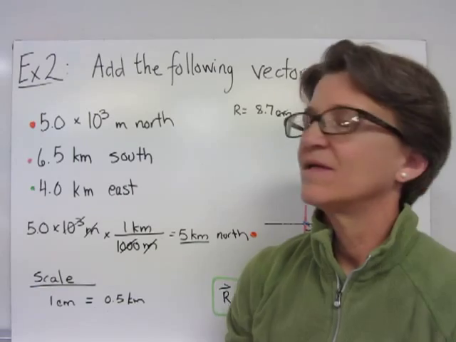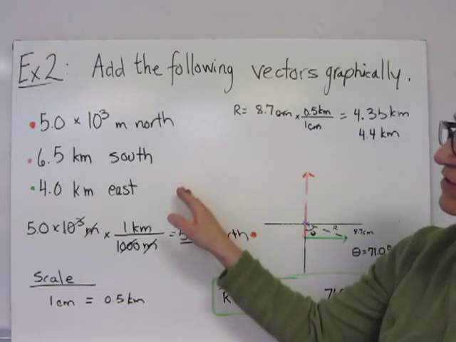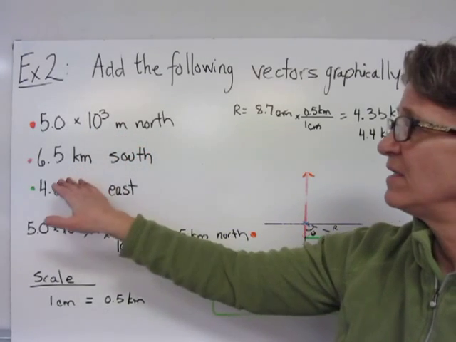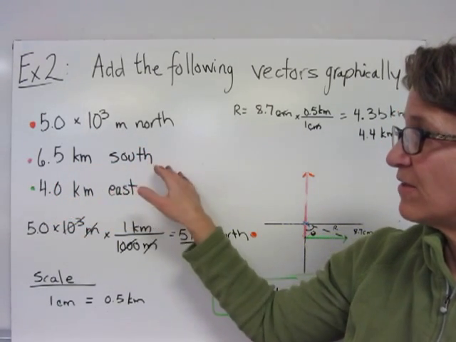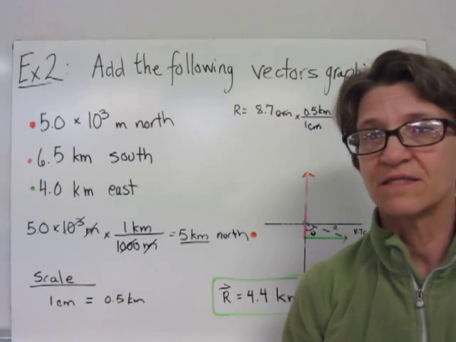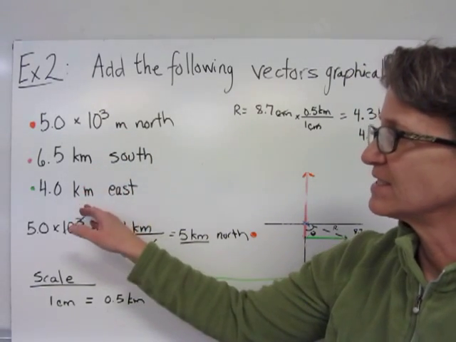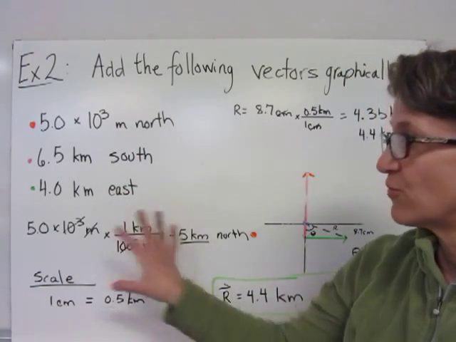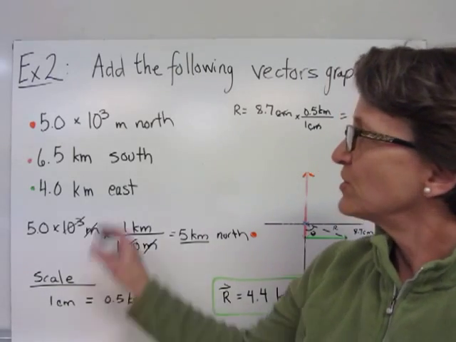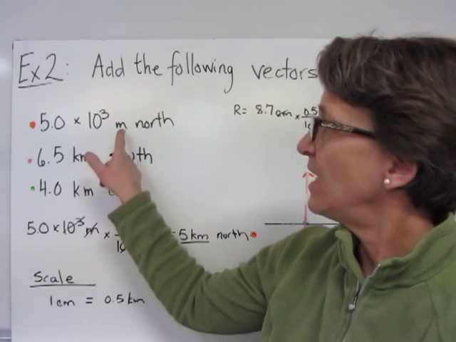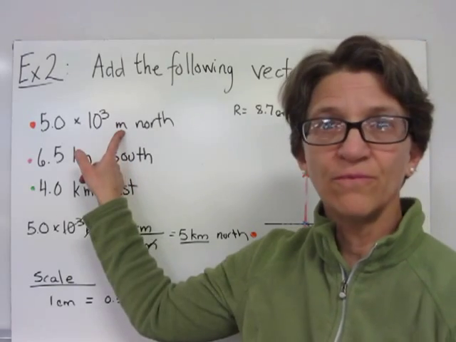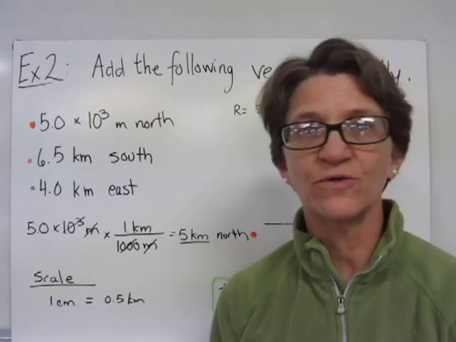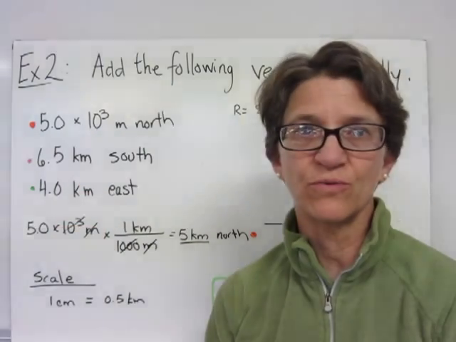So in my second example, I have 3 vectors. One's 5 times 10 to the third meters north, 6.5 kilometers south, and then 4 kilometers east. First thing you should notice is that you don't have the same units. So you have to get in the same units to be able to represent it on a piece of paper. So I chose to go to kilometers. I took my 5 times 10 to the third meters, converted it to kilometers, and I see that it's 5 kilometers north. Now I have much easier numbers to work with.